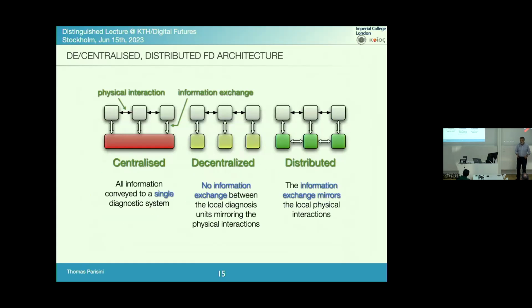And the first thing we do is that when we consider the fault diagnosis architecture, we want to develop a distributed one. We want to develop it in a way that you basically mirror in your distributed fault diagnosis scheme the interaction and the exchange of information. So if you have a graph of interaction of information exchange, you kind of mirror that when you distribute the fault diagnosis scheme, okay? This is the way we go.